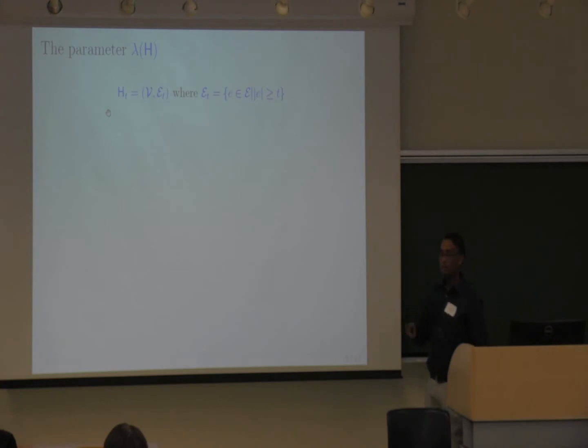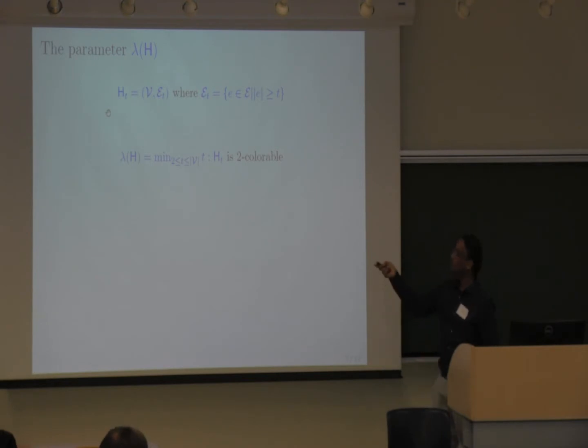Okay, so here is where we define a parameter lambda, which we call the threshold of two-colorability for the hypergraph, to capture this concept. So let's say you're given a hypergraph H, and you fix an integer t, and you look at all the edges of the hypergraph which have size at least t. Then lambda(H) is defined as the minimum value of t for which this sub-hypergraph is two-colorable.